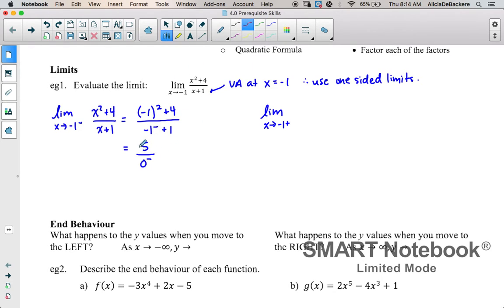I had to know that this was a positive in order to figure out what type of infinity this comes out to. So whenever I have a number divided by almost 0, that's infinity. But this is a positive divided by a negative, and so that's why my answer here is -infinity. And then we'll do the same thing on the right-hand side.